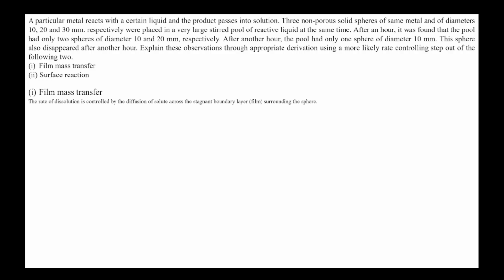Okay, so first, for film mass transfer, the rate of dissolution is controlled by the diffusion of the solute. We will assume that the film mass transfer coefficient will be rate limiting. So the mass of the sphere will be density into volume of sphere, pi by 6 d cube. Rate of mass loss, dm by dt, is minus k, the mass transfer coefficient, into area into del C. We'll put the value of area, pi d square. This is equation 2.